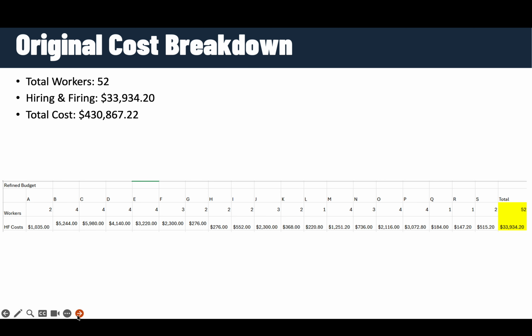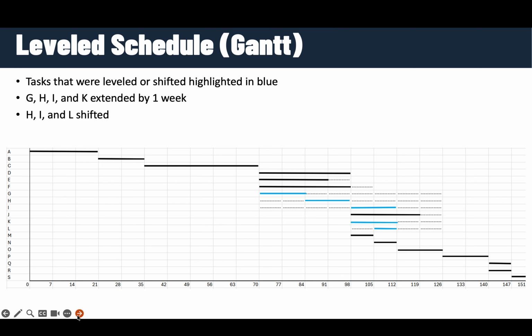Looking at the cost breakdown for the original schedule, a total of 52 workers were required throughout the project. Hiring and firing costs alone amounted to $33,934, totaling the project cost up to $430,867. These numbers clearly reflect the financial impact of poor resource distribution and highlight the need for optimization.